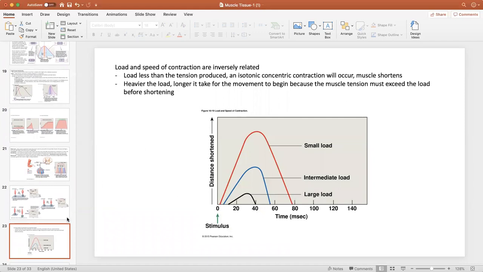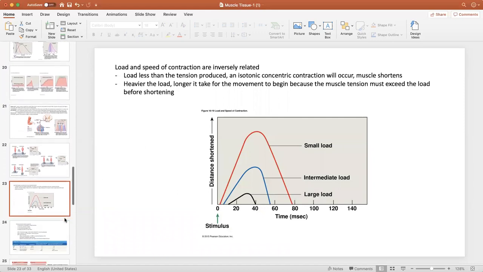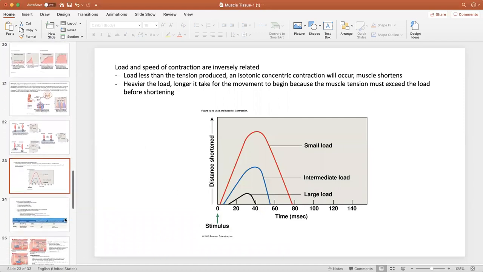it'll be on the test. This is a simple load speed comparison. So when we have a small load, we can increase tension and increase shortening fairly quickly. When we have a larger load, we need to recruit more, so it takes longer to recruit enough motor units to begin shortening, and the shortening is less due to the size of the load.